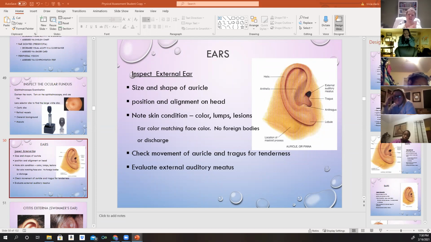And then you want to evaluate the external auditory meatus. You want to look at all those areas. You can look in here to see if they have earwax buildup, sometimes if your patients say they can't hear. You could send them over to the ENT clinic. Because sometimes those older patients, they can't hear, and maybe they don't need hearing aids. Maybe they just have to have their ears cleaned out.